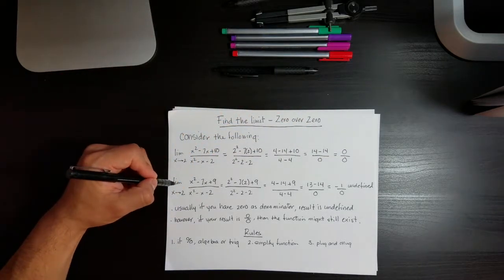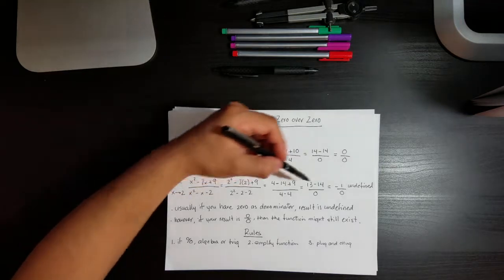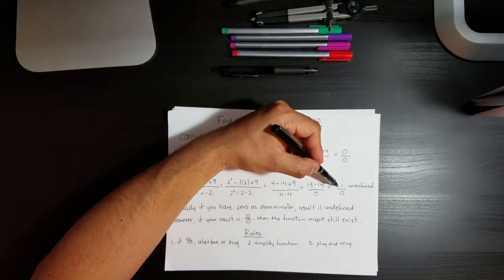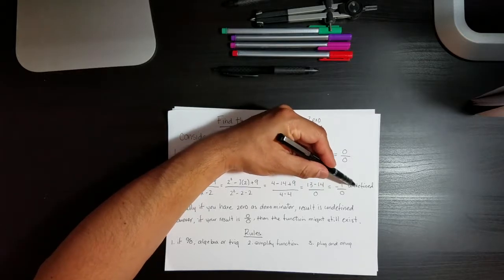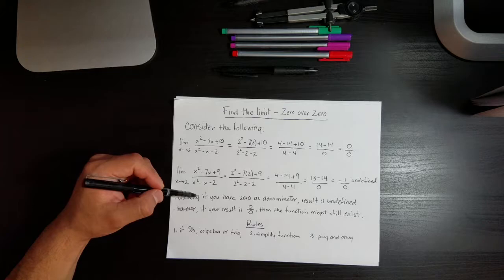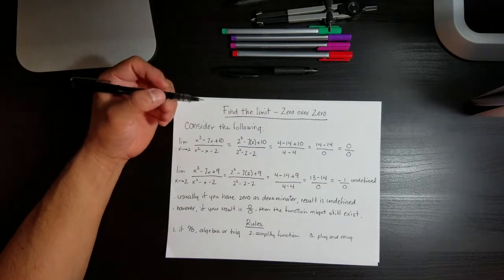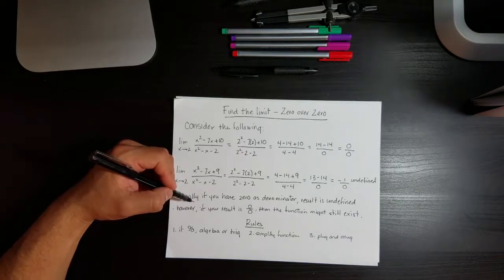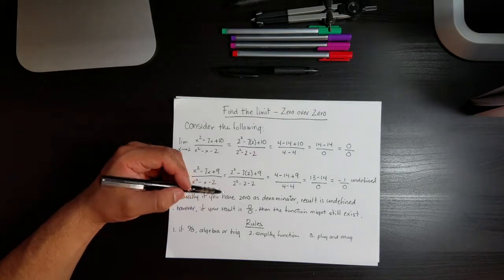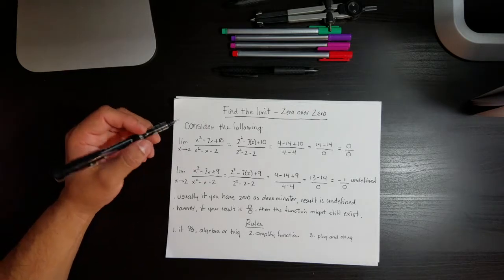Think of this limit. After you plug and chug, you get a different number, which is -1 over 0, which is undefined. Usually, if you have 0 as the denominator, your result is undefined. However, if your result is 0 over 0, then there's a chance that your function might still exist.